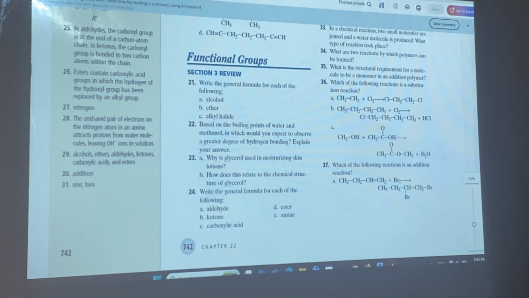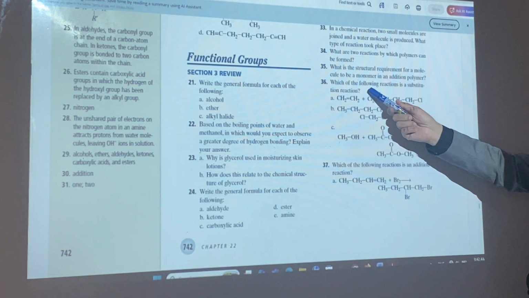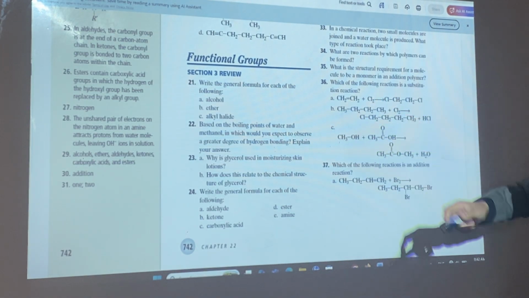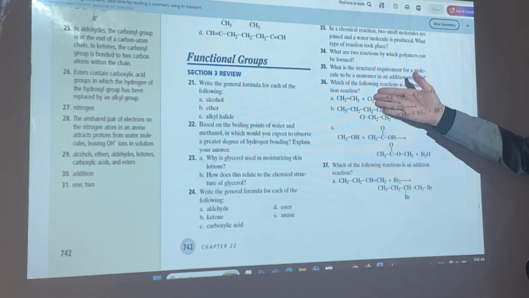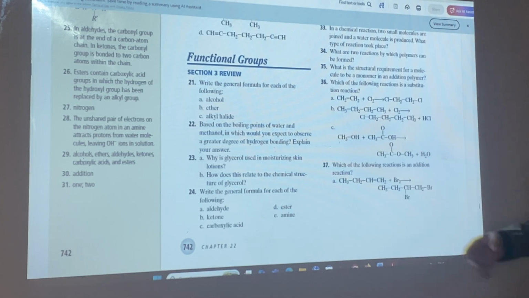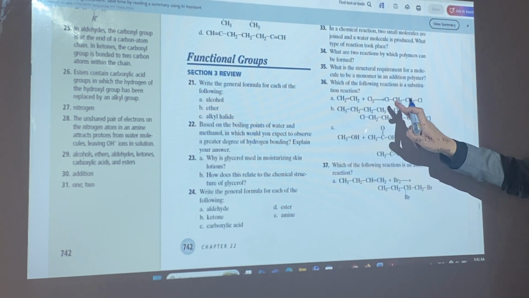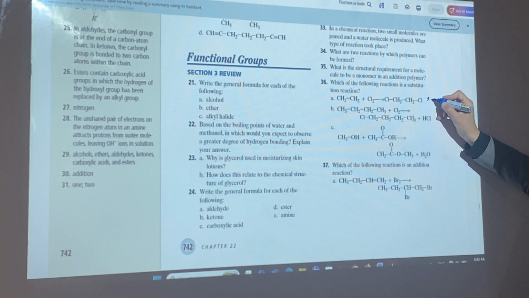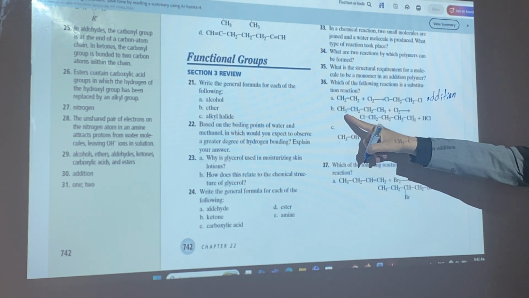The first one we have this question: which of the following reactions is a substitution reaction? We will try to explain which type of reaction each one is. Here we have a double bond changed to a single bond, so we have an addition reaction in the first equation.